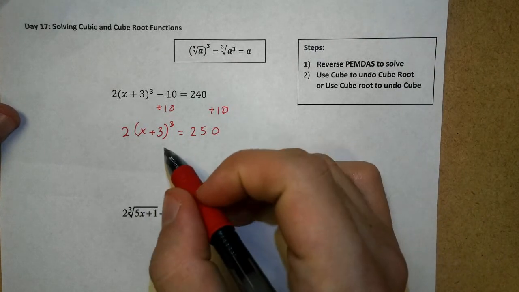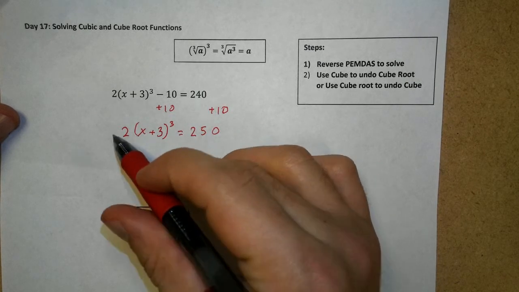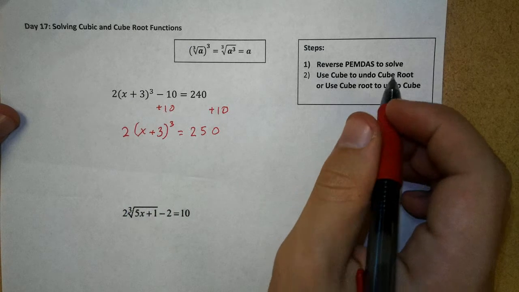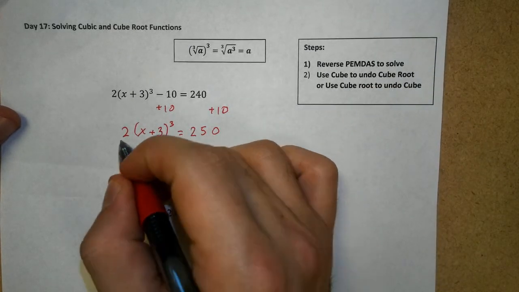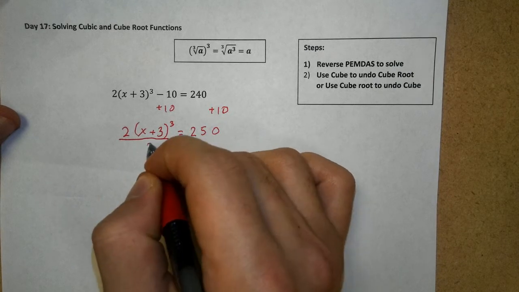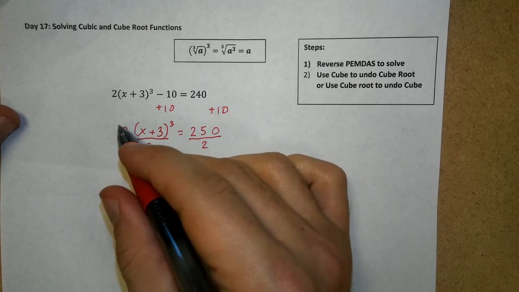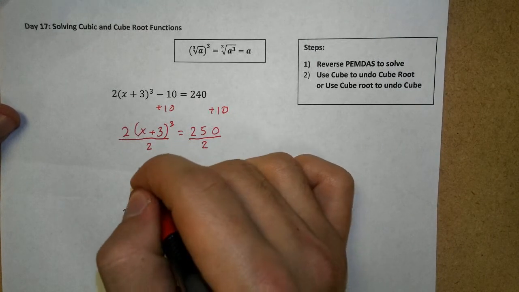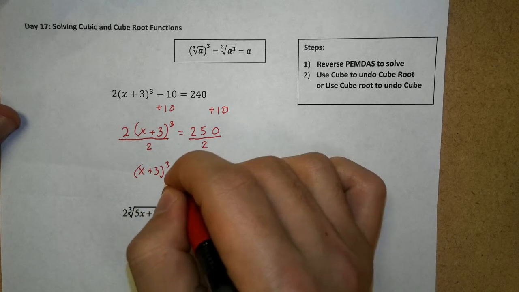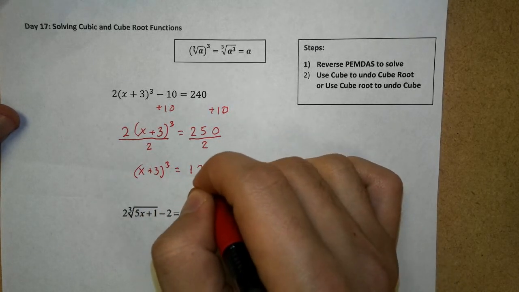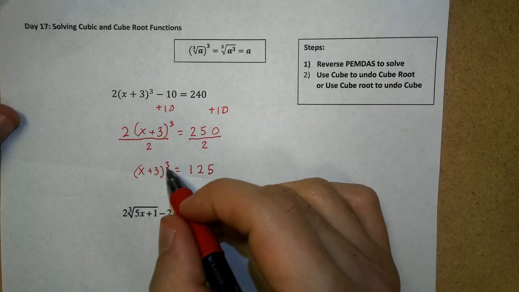Alright? Again, we don't want to go straight for our exponent just yet, because we want to get rid of this 2, and even when we follow reverse PEMDAS, we see multiplication is what we want to take care of next. So, to take care of the multiplication, we're going to divide by 2 on both sides. These 2's are going to cancel, and we will have x plus 3 cubed, which equals 125.